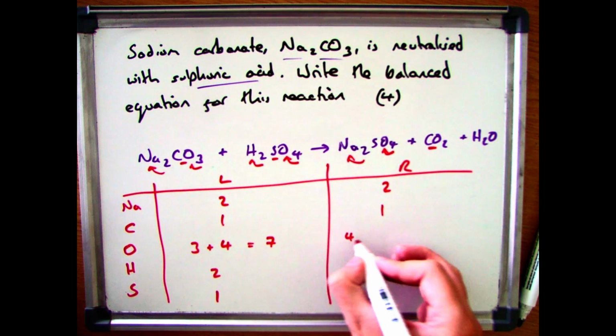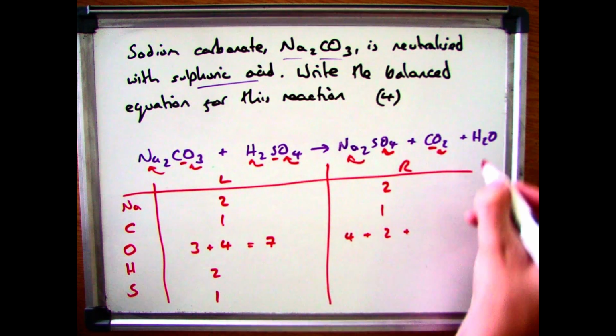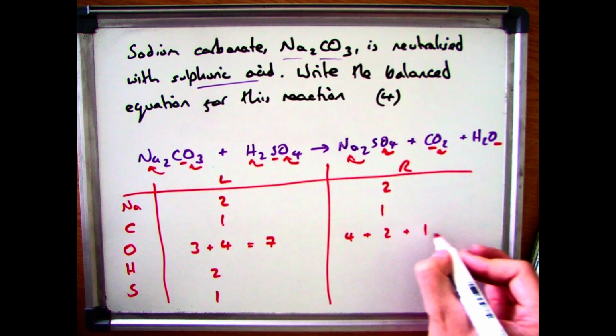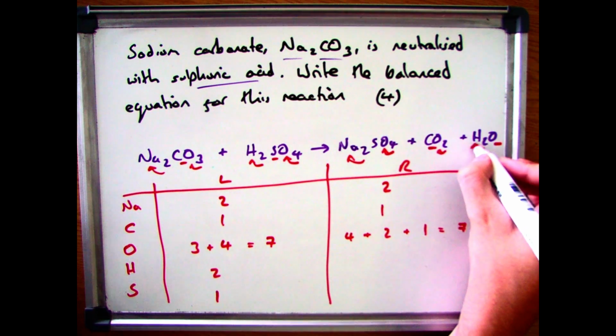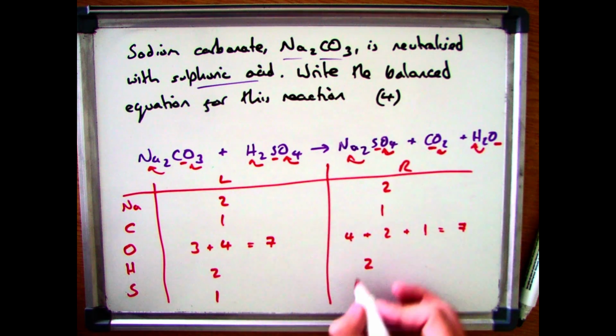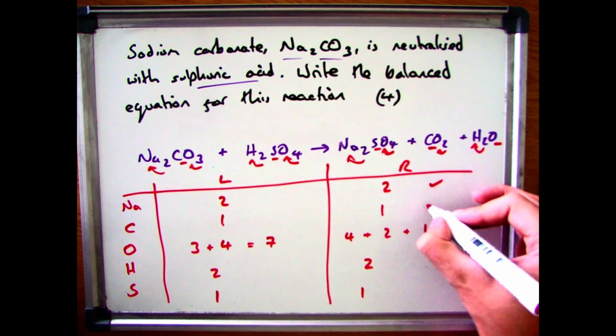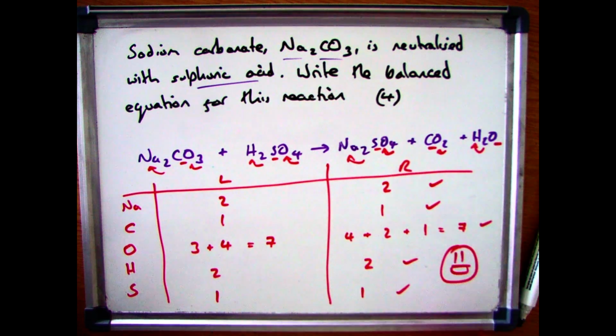Oxygens, I've got 4 in my sodium sulfate, 2 in my carbon dioxide, and 1 in my water. So that gives me 7, so that's balanced as well. Hydrogen, I've got 2, that's balanced as well. And finally, sulfur, I've got the 1. So everything there is balanced. I don't actually need to do any more.